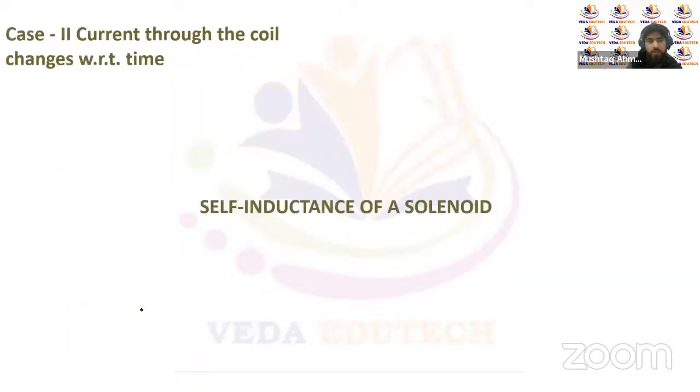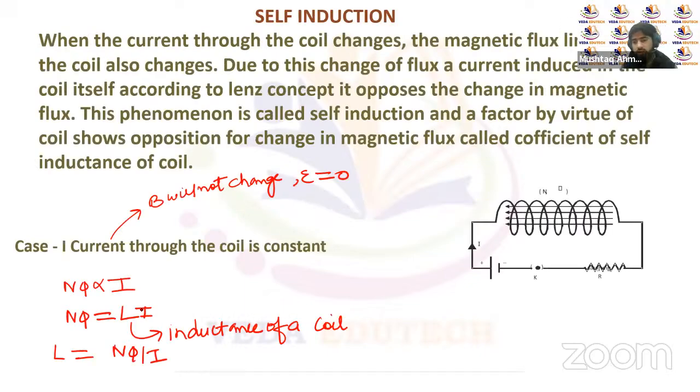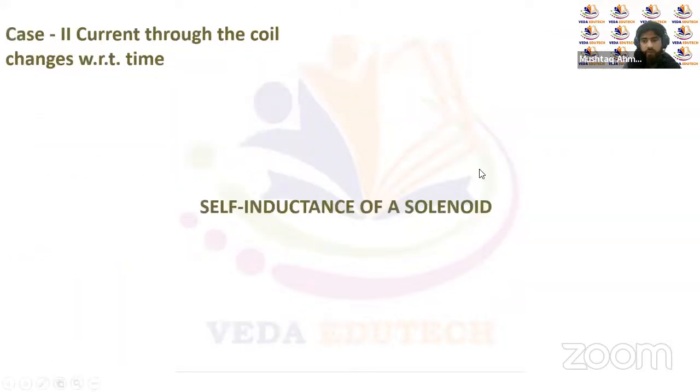Now say case second is that the current through the coil changes. Now the question is what will happen if the current through the coil changes? We know that when current through the coil changes, then the flux linked with the coil is going to change. If the flux linked with the coil changes, then the EMF will be induced in the coil. And we have to calculate how much EMF will actually be induced in the coil, right? So you can see here case second, current through the coil changes with respect to time, right?